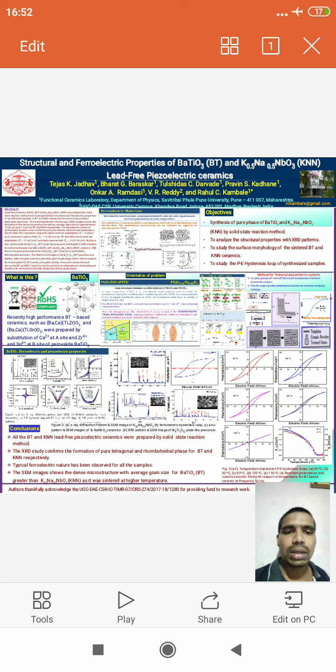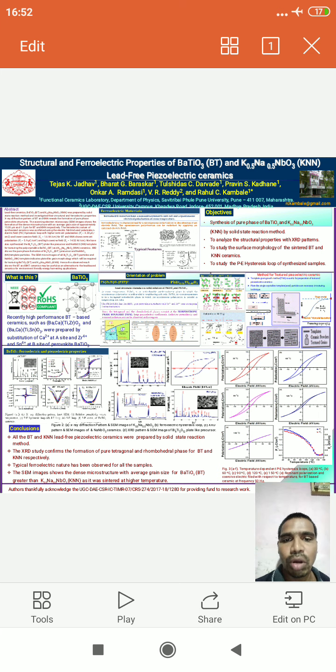So the objectives are synthesis of pure phase of BaTiO3 and K0.5Na0.5NbO3 by solid state reaction method, to analyze the structural property with XRD pattern, to study the surface morphology of sintered BT and KN ceramic, and to study the P-E hysteresis loop of the synthesized sample.